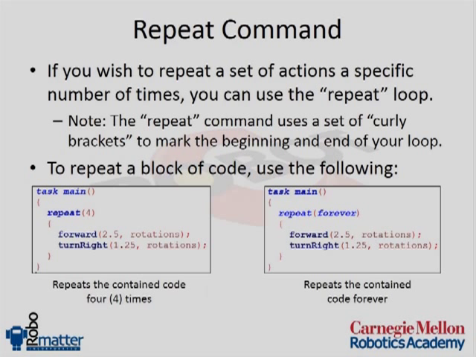So with the repeat block, we have to use a set of curly braces in order to define the beginning and end of the code we want to repeat. So let's take a look back at RobotC here, and we're going to switch over to my desktop.